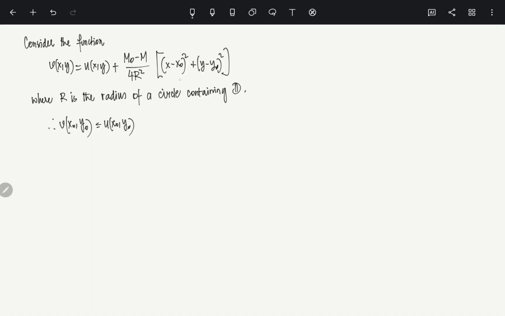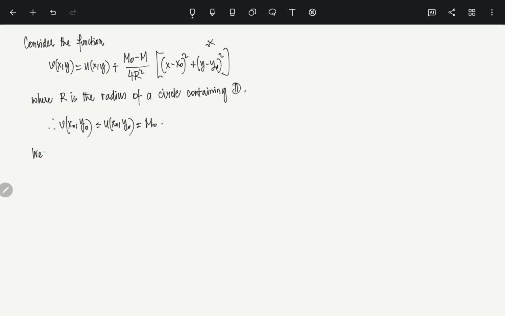Yes, and this property, (x minus x naught) squared plus (y minus y naught) squared, this is going to be 0. So basically this term is not there, this term is gone. So this is equal to m naught. This is given to us. So v of (x naught, y naught) is again m naught.